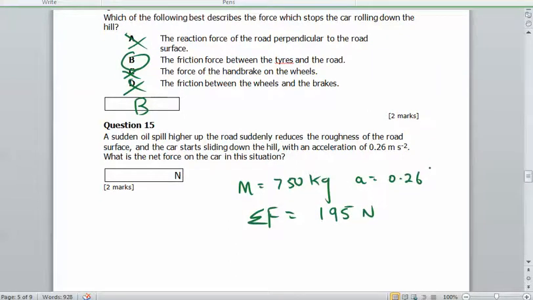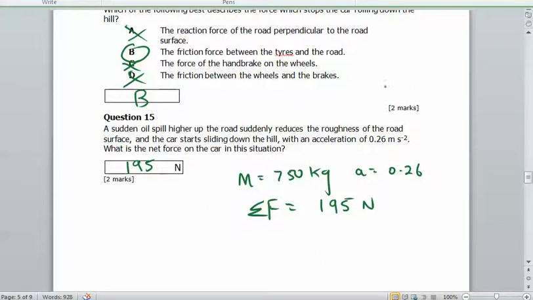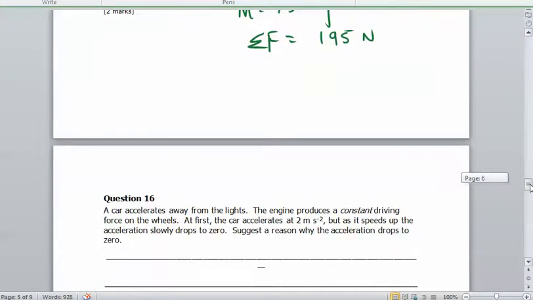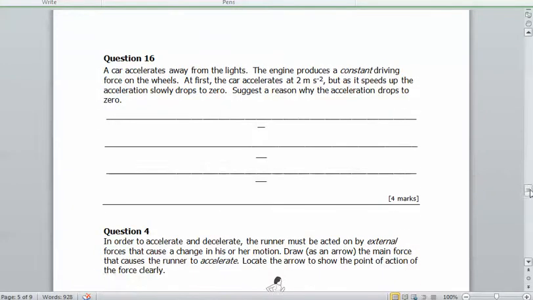So the net force on the car is just 195 newtons down the hill. Is there another question? That's it. Well, that's pretty. Question 16. I did not understand it.